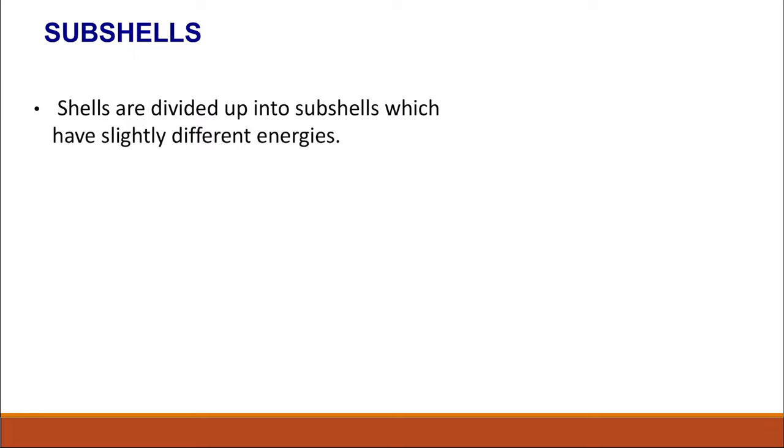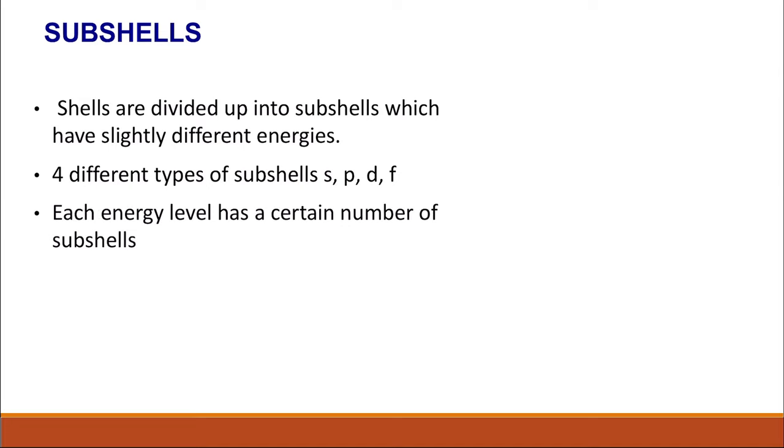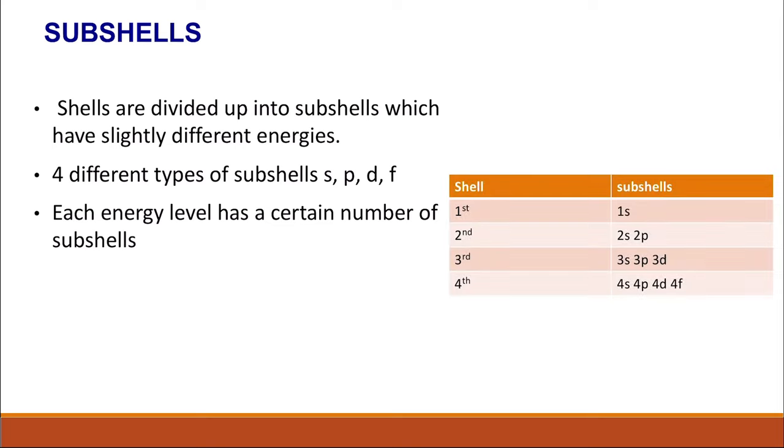So what are subshells? Shells are divided into what we call subshells, and these subshells have slightly different energies. There are four different types of subshells, designated with letters. They are called s, p, d, and f. Each energy level has a certain number of subshells. If we look at this table, the first shell has only one subshell, which is the s subshell, and the second shell has two, which are 2s and 2p. The third one has three, 3s, 3p, and 3d, and the fourth has 4s, 4p, 4d, and 4f.